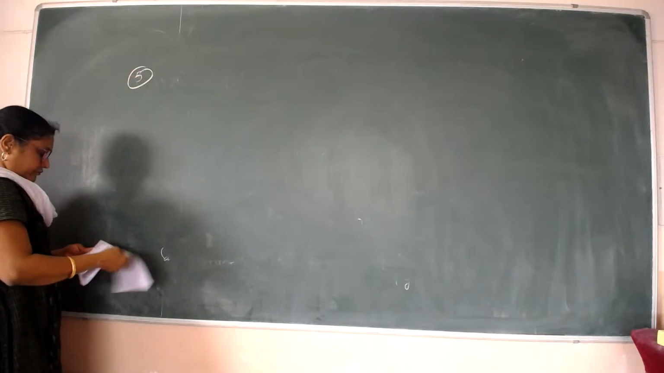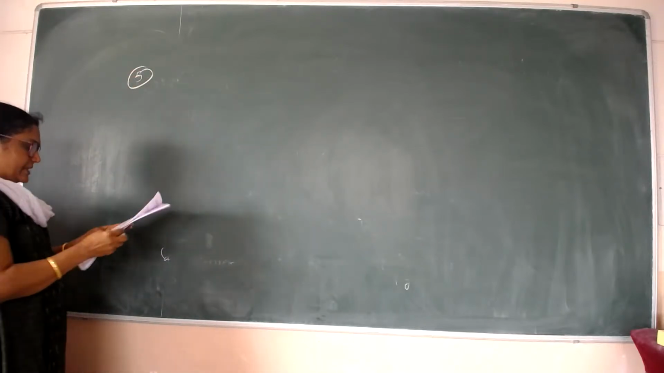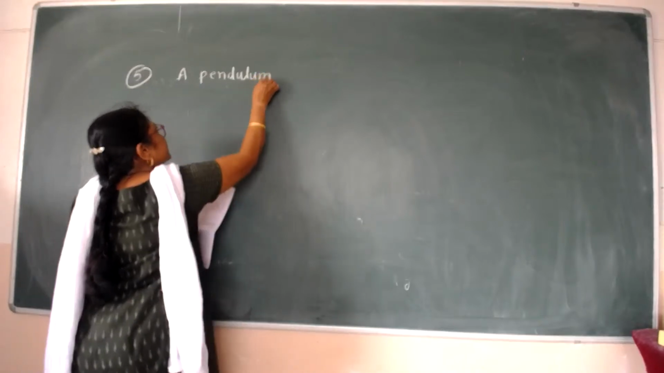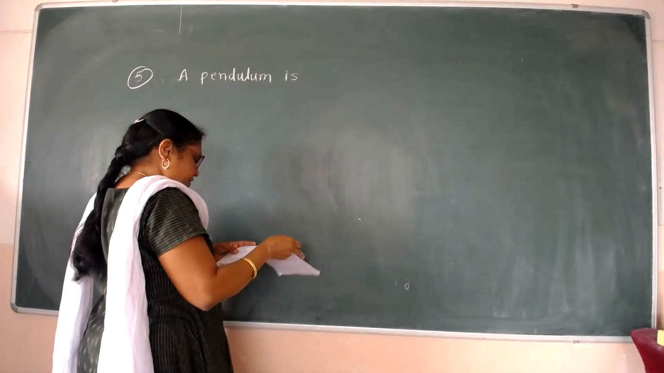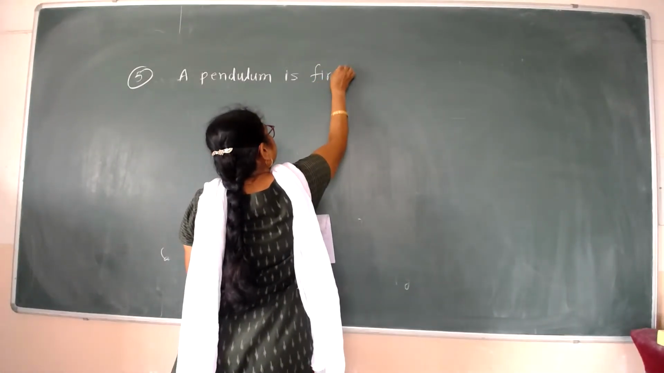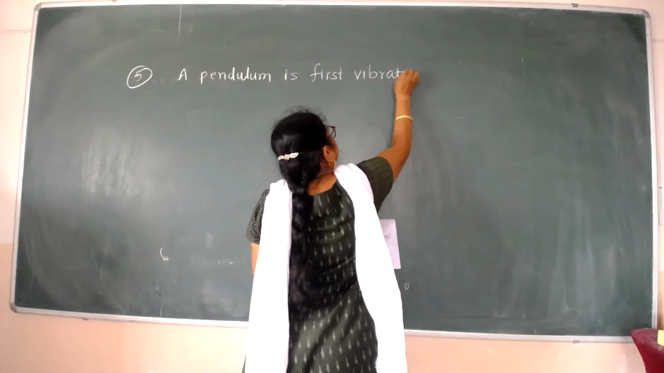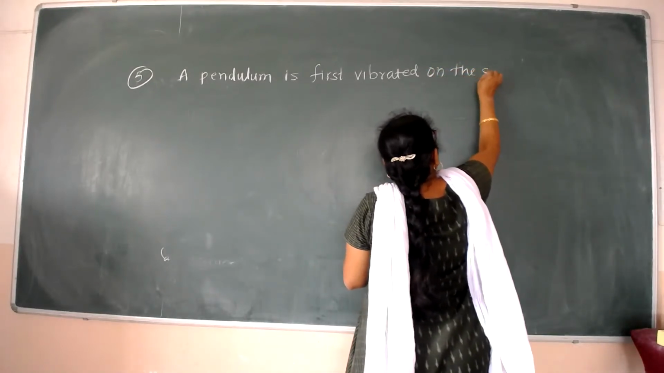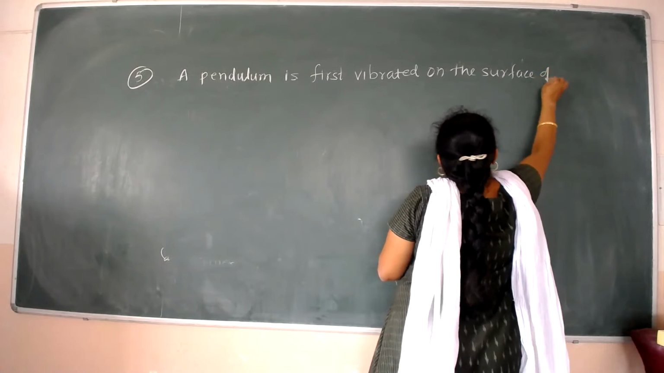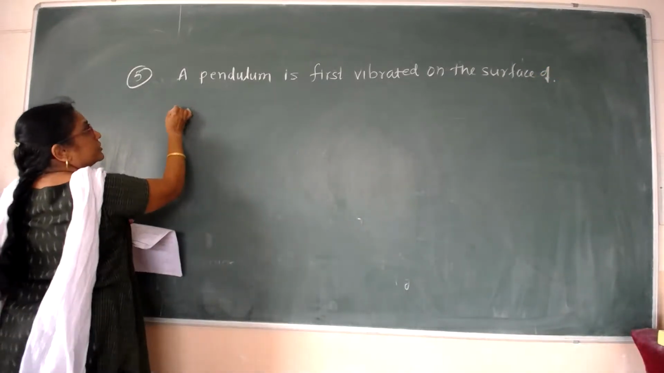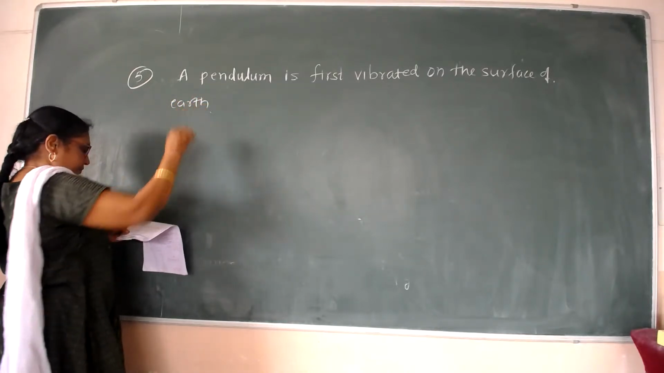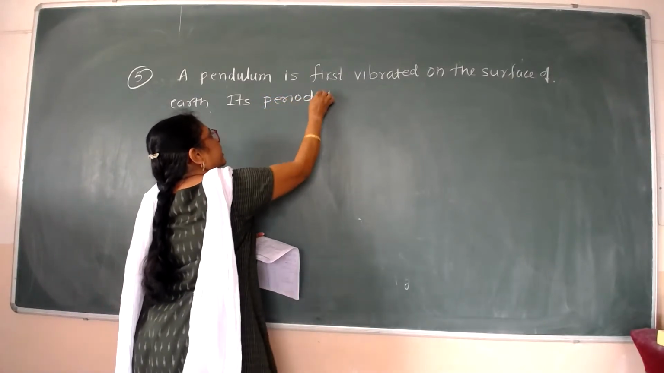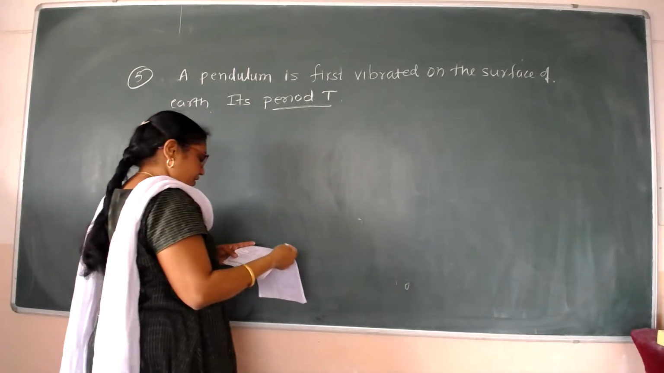Fifth, a pendulum is first vibrated on the surface of Earth. Its period is T. We know that the time required for one oscillation is known as the period.